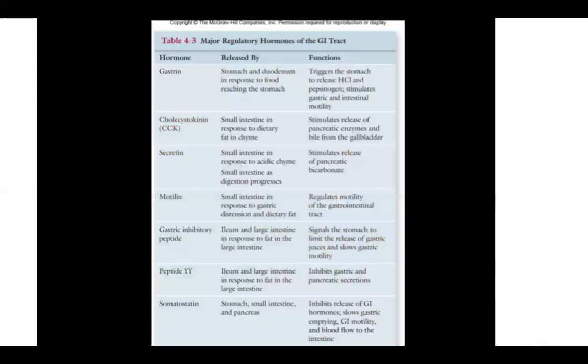This is a summary slide of some of the hormones that we've talked about today.